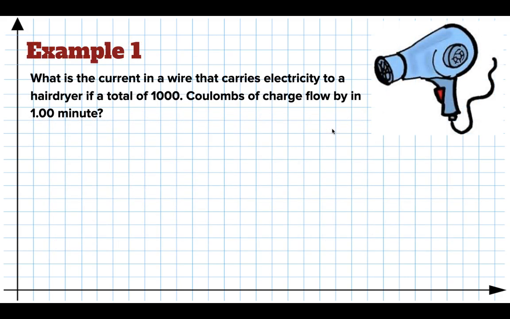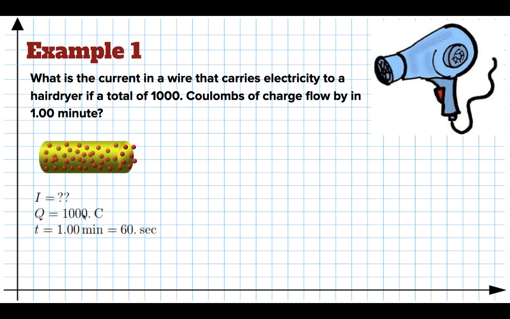All right, so let's just do two example problems before we turn you loose to solve some problems on your own. I've got a hairdryer and I want to know what is the current in the wire if 1,000 coulombs of charge go by in 1 minute. So 1,000 coulombs of charge is the amount of charge, Q, that's going to go by, and the time is 1 minute. You just got to be a little bit careful because we are working with amps, and amps is coulombs per second. We got to do a conversion here. 1 minute is 60 seconds. So what we really have is 1,000 coulombs of charge going by in 60 seconds.